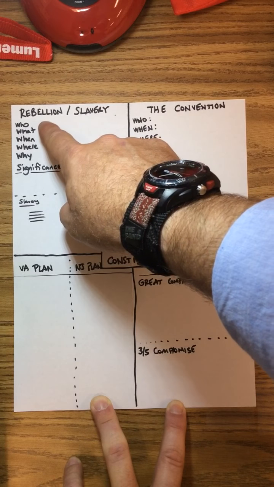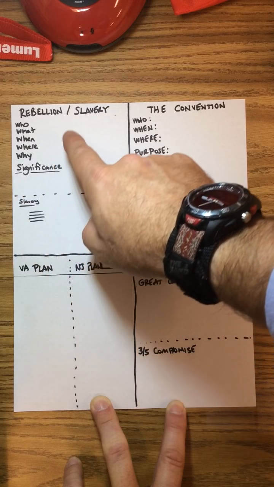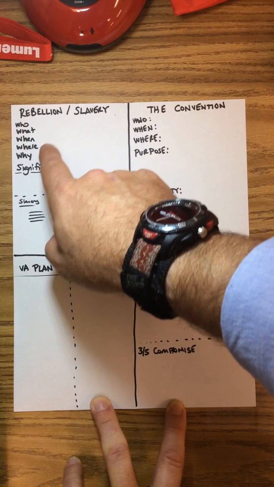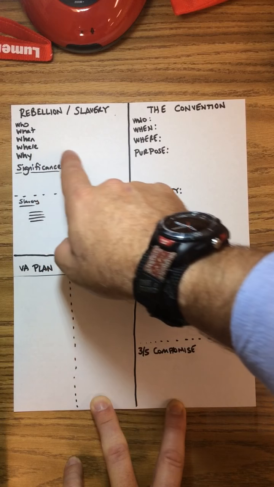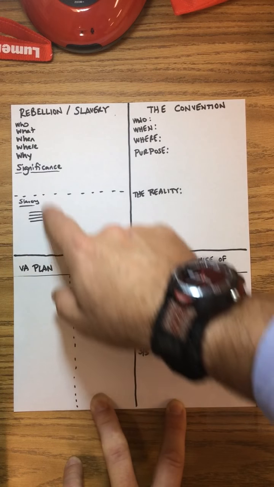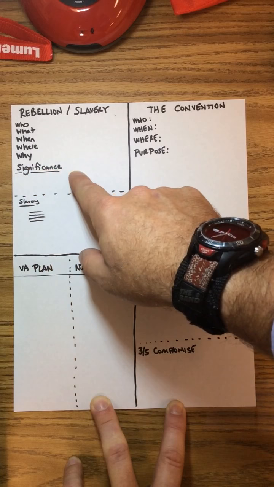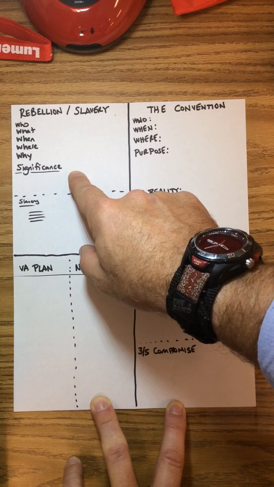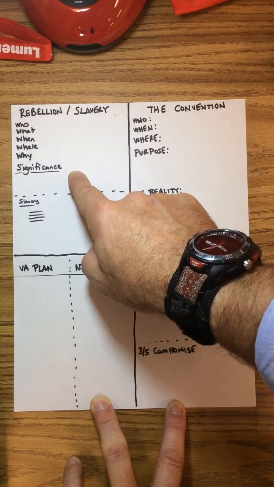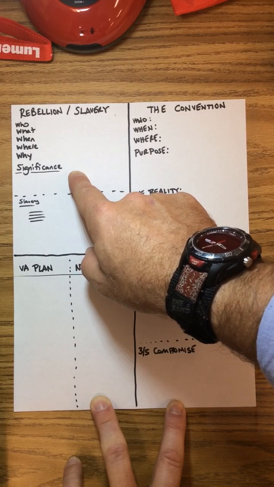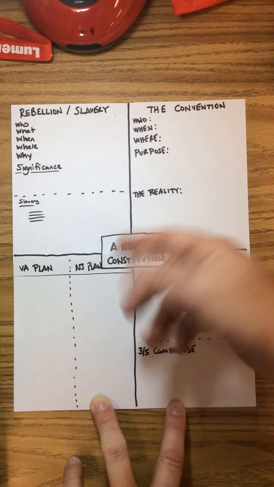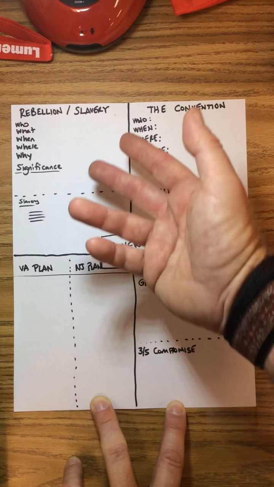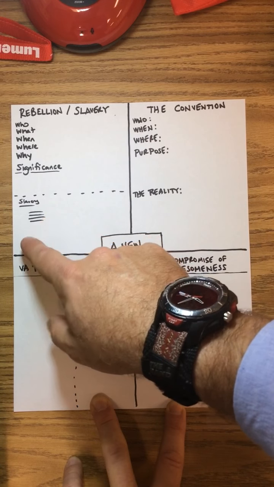Rebellion, who was involved, what was happening, when did it take place, where did it take place, why were they rebelling in the first place, what is the significance with relation to the Articles of Confederation. And then that's kind of an inference question. It's not going to be specifically in the book, but as you read, you should be able to figure out, well, what does this say about the Articles of Confederation?